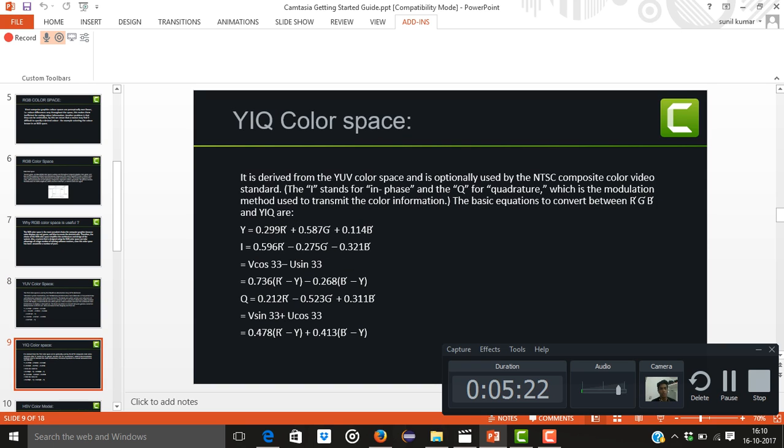And then YIQ, which is derived from the YUV color space. I stands for in-phase, Q stands for quadrature, which is the modulation method used to transfer the color information. There are equations that calculate I using sine and cosine values, and Q using cosine and sine values, and with this we can calculate the YIQ color space.